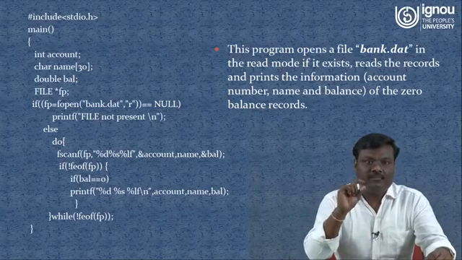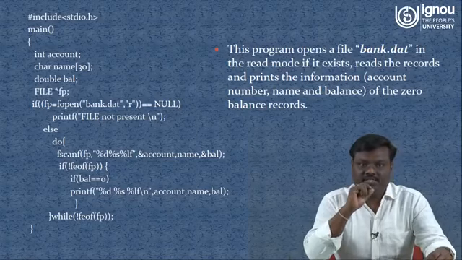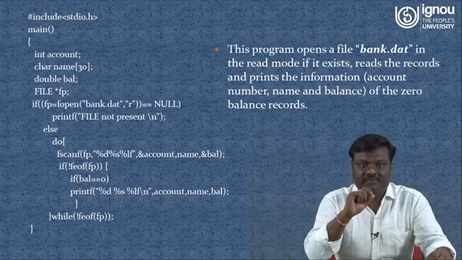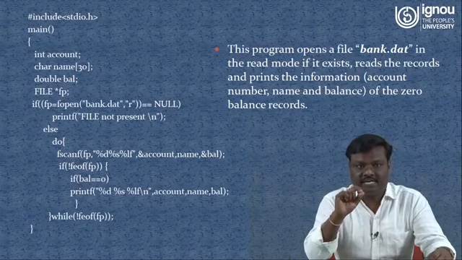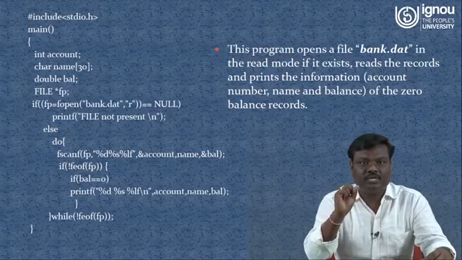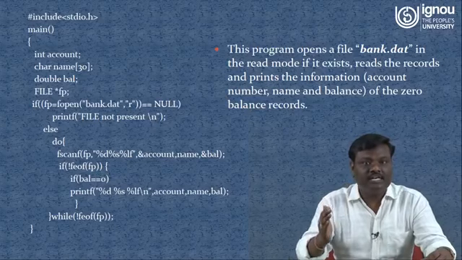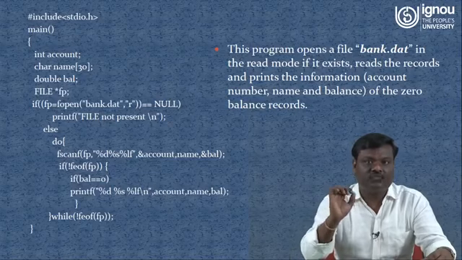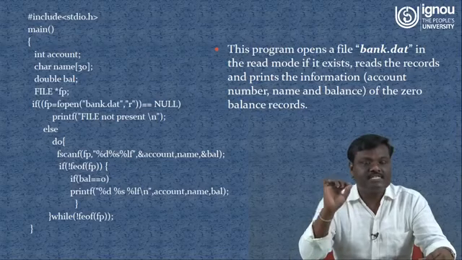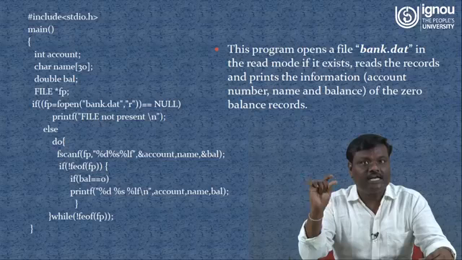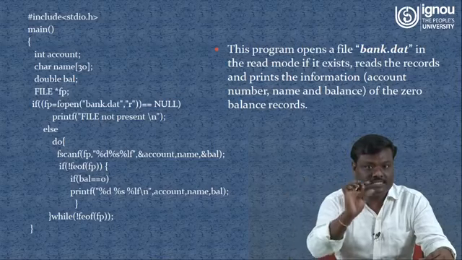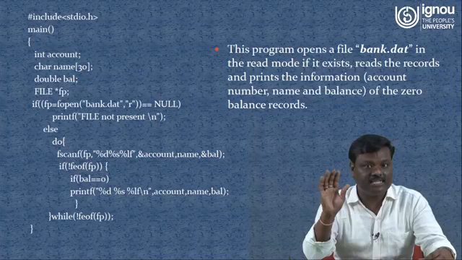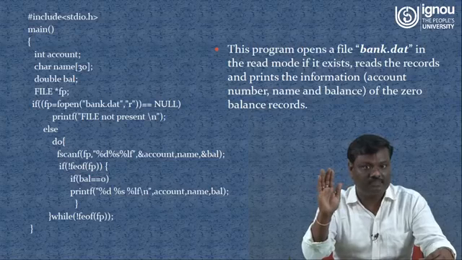So you can see fscanf, that is, we are scanning the formatted input. Within the file there are 3 fields. One is the account number field, the second one is the name field, and the third one is the balance field, which exist in the same line as a record in the file.